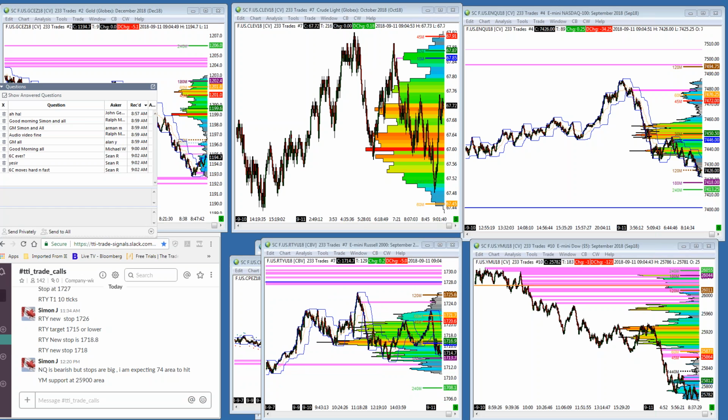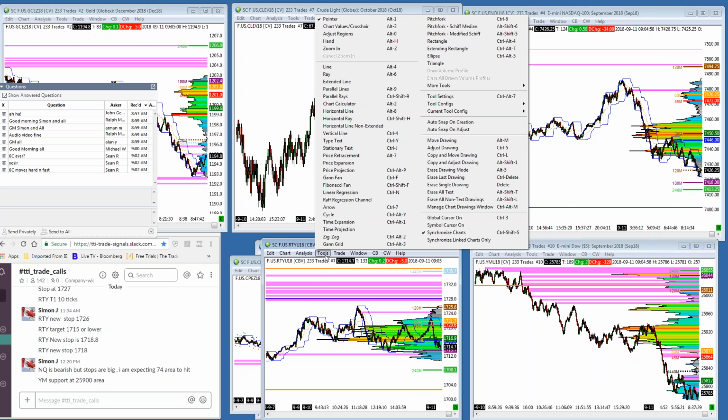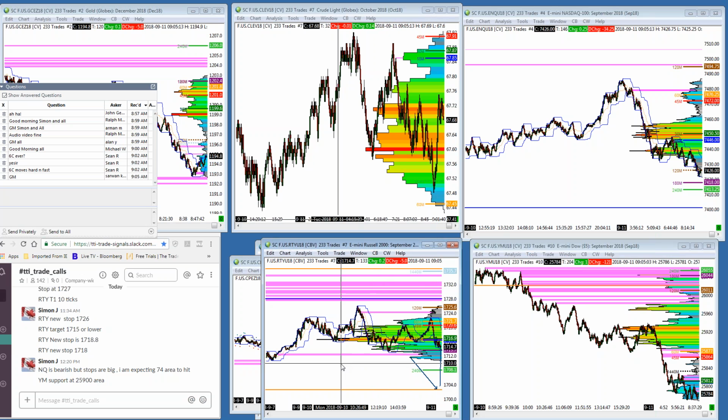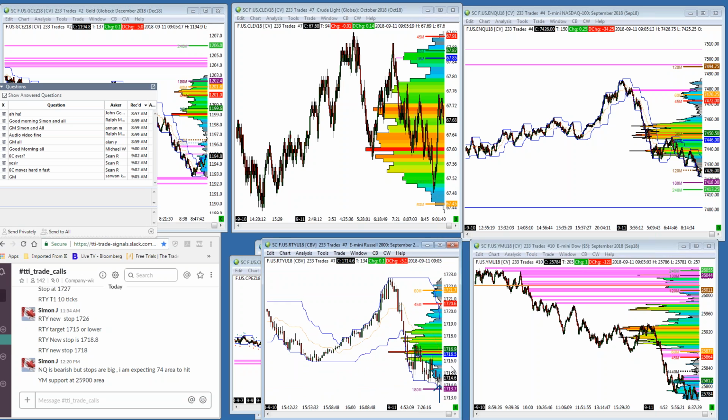Hopefully we'll have a level for reversal, because what I'm expecting is, for example, I'm expecting the RTY to come down to this lower level, as you see here, 1703 area, 1702 right here, and then bounce from there. So that's my expectation.